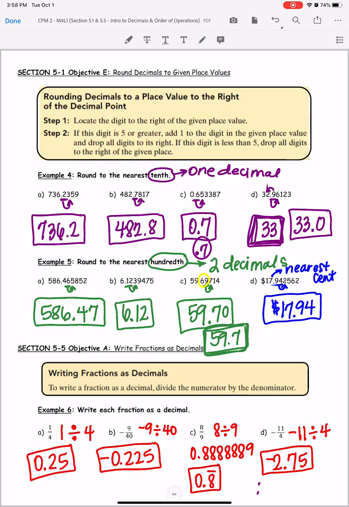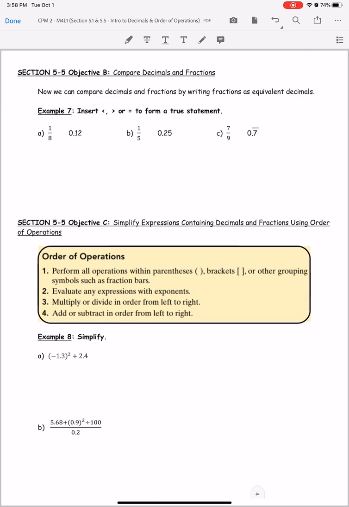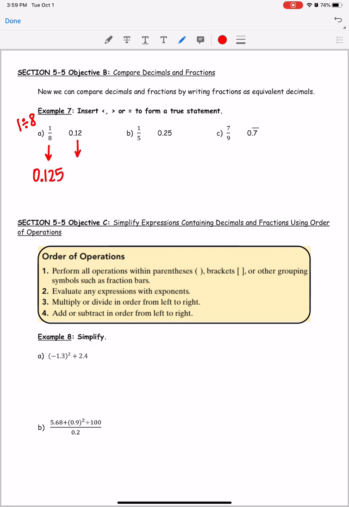Okay, now that we know how to convert fractions to decimals, on this next page I can compare fractions to decimals. So, rewrite these. In your calculator, if you do 1 divided by 8, this as a decimal is 0.125. So I'm going to bring this one down.